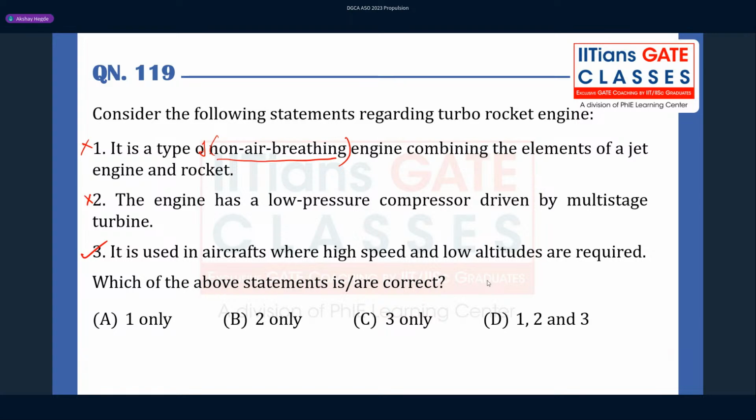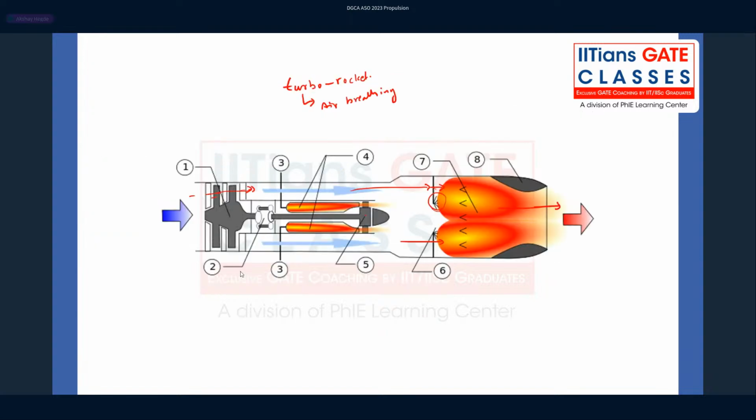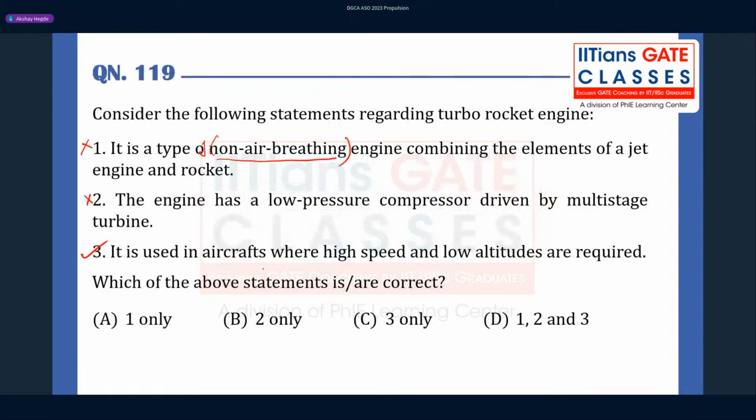So this is preferable in the low altitude and whenever we need a high speed because it is less weight in terms of engine, and we don't have to carry a fuel and oxidizer separately. So this is preferable over there. So from the options, the option C is correct. 3 only.